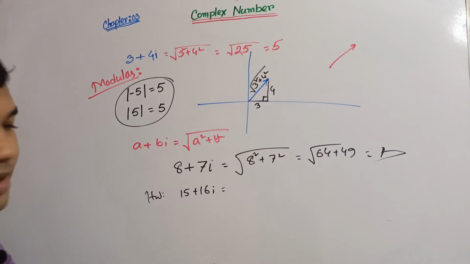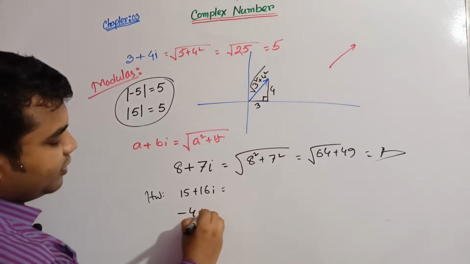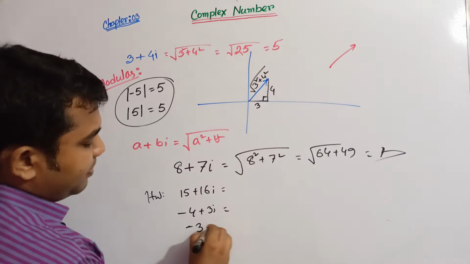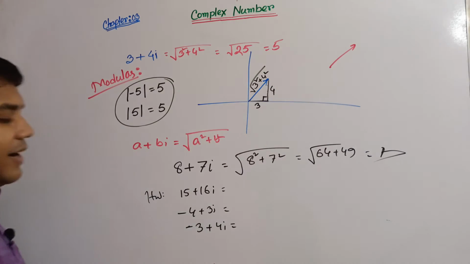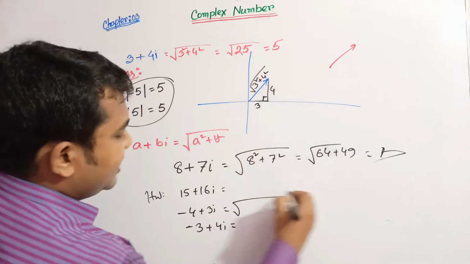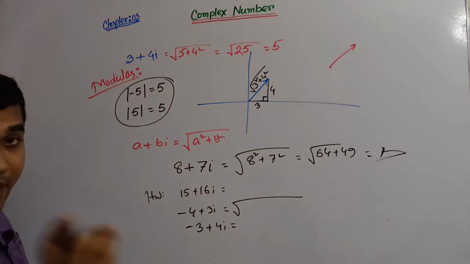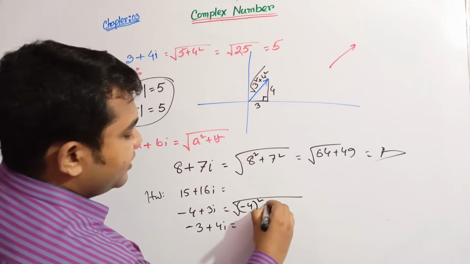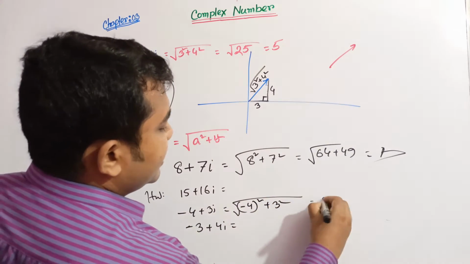What's the modulus of this? What's the modulus of minus 4 plus 3i? What's the modulus of minus 3 plus 4i? Obviously you shouldn't have any problem in finding this, because for minus 4 plus 3i, minus 4 squared plus 3 squared, you will get actually 5.